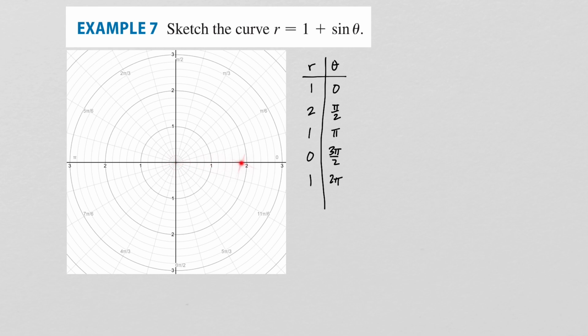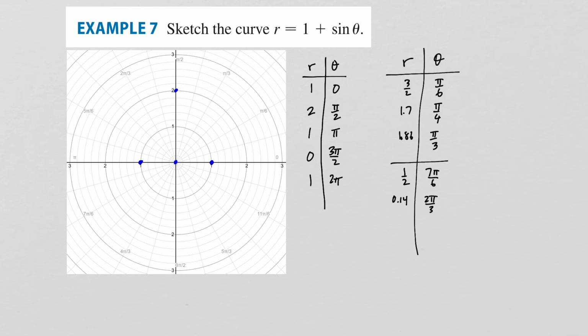So when theta is 0, r is equal to 1. When theta is pi over 2, r is equal to 2. When theta is pi, r equals 1. When theta is 3 pi over 2, r is 0. And when theta is 2 pi, r is 1 yet again. Now, again, this is not enough to sketch a curve. We don't really know how this goes through these 4 points. So we need to plug in some points in between.